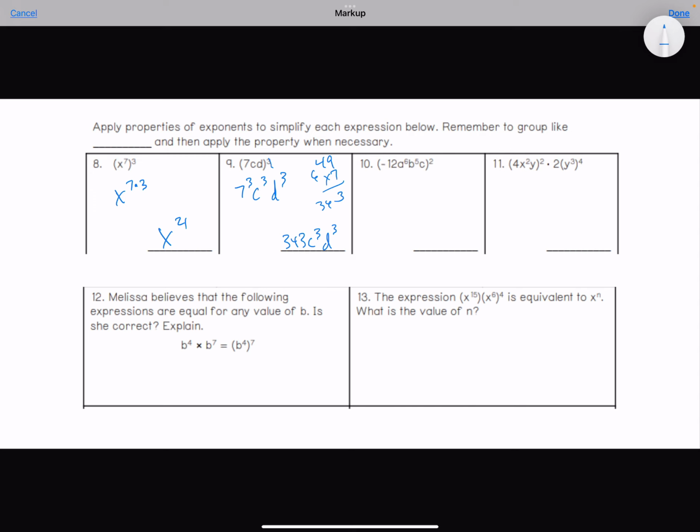So for number 10, it's negative 12 squared, a to the 6th squared, b to the 5th squared, c squared. So negative 12 squared is 144. A, now remember, because we're taking a power to a power, we're multiplying. A to the 12th, b to the 10th, c squared.